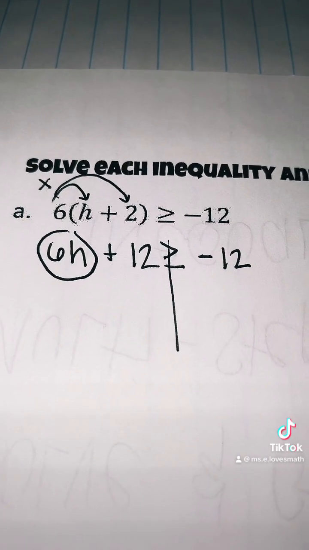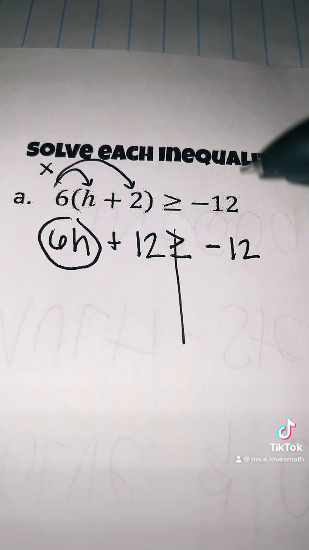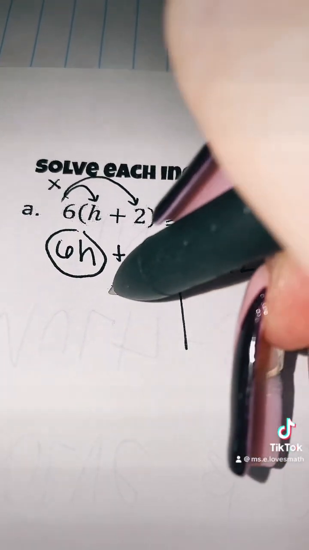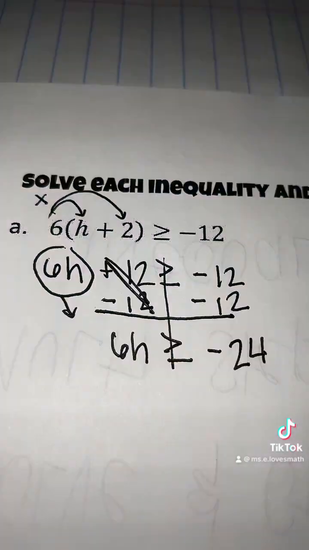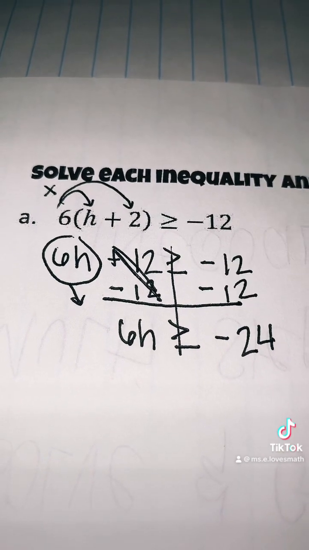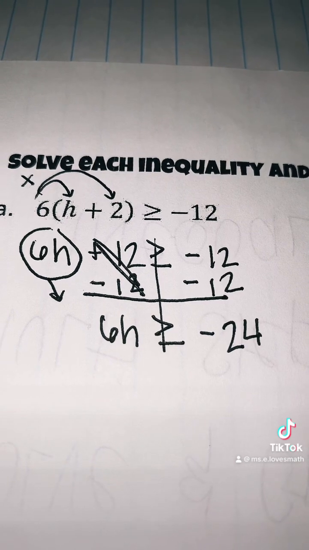We need to get 6h by itself on the left-hand side, so we need to get rid of adding 12. The inverse of adding 12 is subtracting 12. Whatever you do on one side, you must do to the other. 6h comes down, our 12s cancel. We bring down our symbol, negative 12 minus 12 is a negative 24.